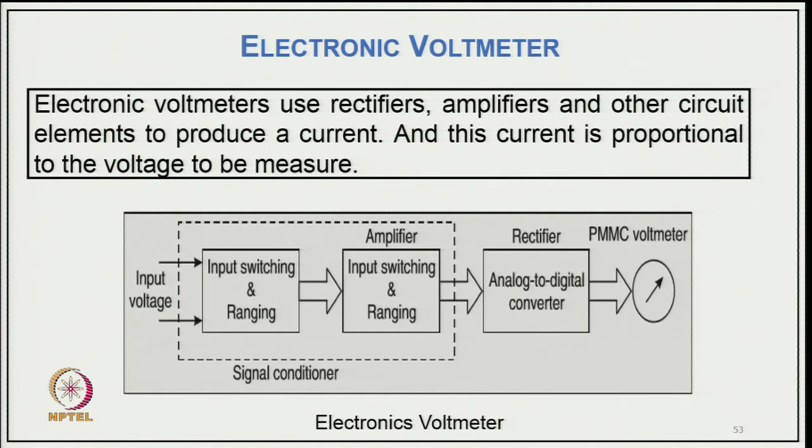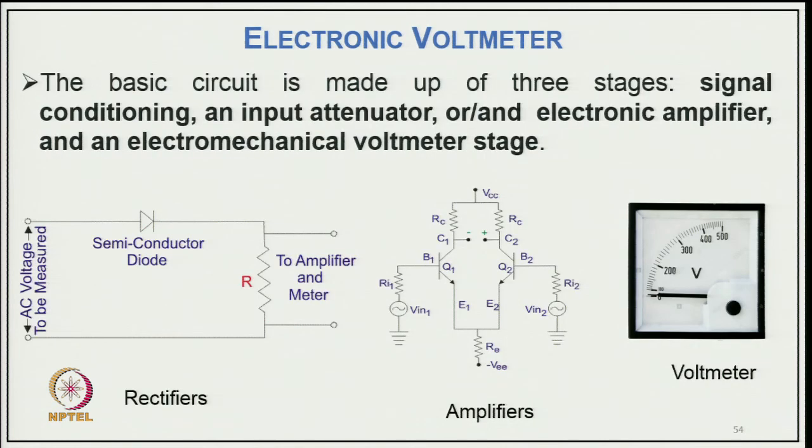The electronic voltmeter uses a rectifier, amplifier and other circuit elements to produce a current, and this current is proportional to the voltage to be measured. So, we have the input signal, then input switching and ranging, then the input amplifier, then switching and ranging, then the rectifier, analog to digital converter, and then the PMMC. So, this is the signal conditioning that we call an electronic voltmeter. The basic circuit is made of three stages: signal conditioning with an input attenuator, an electronic amplifier, and the electromechanical voltmeter stage.